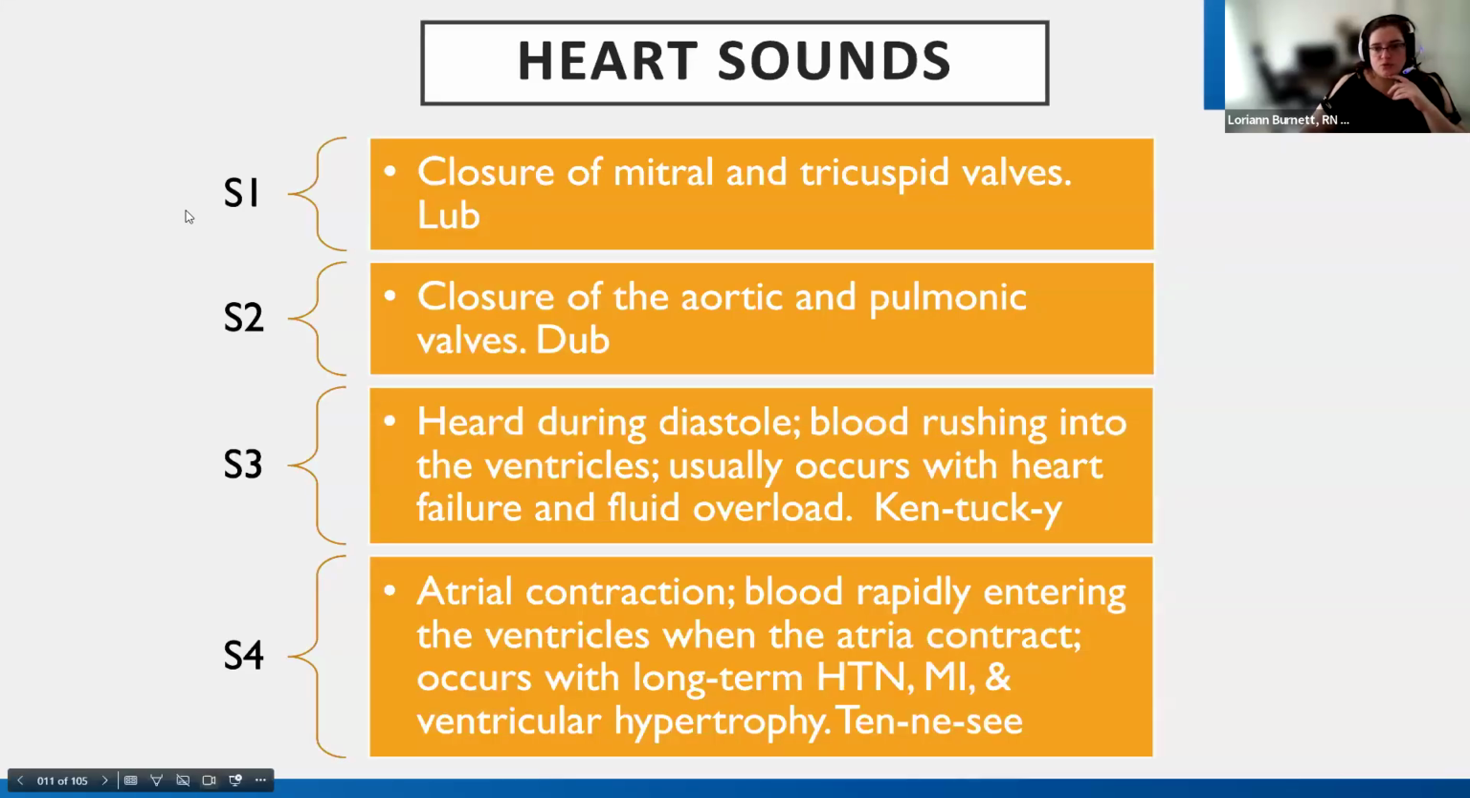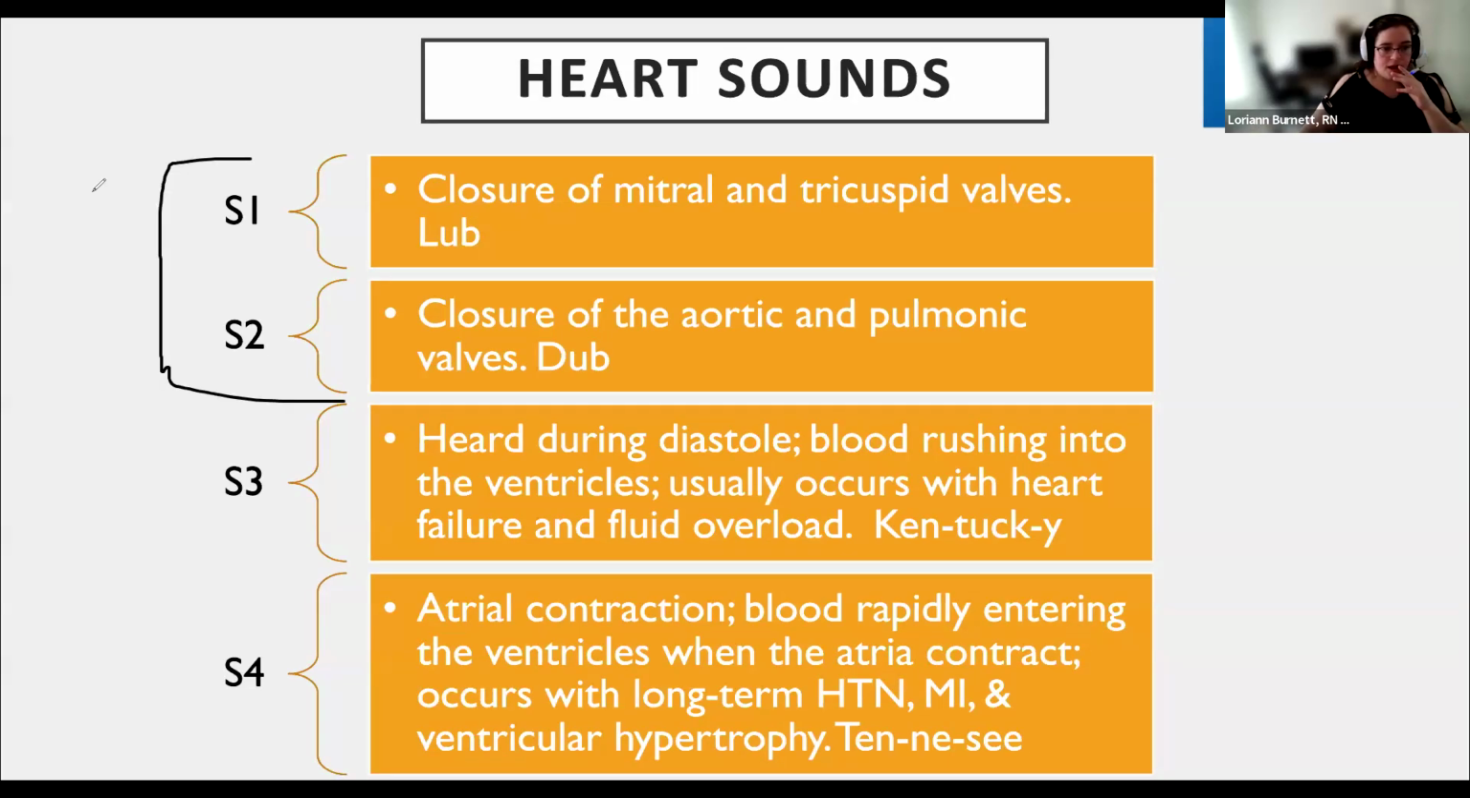So the only two normal heart sounds are S1 and S2. S1 is our mitral and our tricuspid, and S2 is aortic and pulmonic. The other heart sounds are abnormal. S3 is usually heard after S2. It's an abnormal heart sound with blood rushing into the ventricles. It's usually found with heart failure or fluid overload.